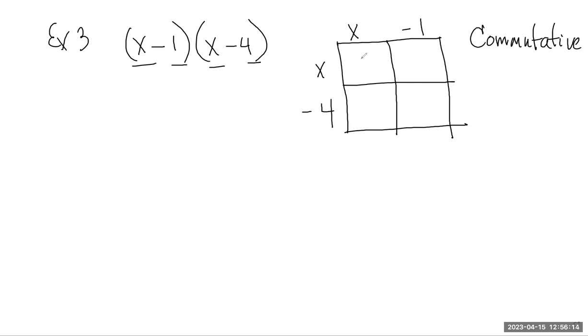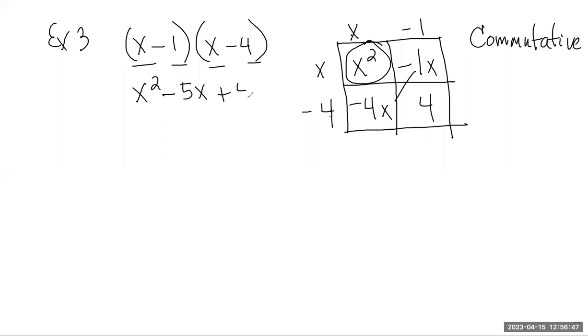So x times x is x squared, x times -1, -1x, -4 times x is -4x, and -4 times -1, a negative times a negative is a positive. Okay, so now I'm going to write my first term first. Right along here, I have -5x and then +4. Okay, so the pattern is the same, even if we have the same signs, if it's positive or negative.